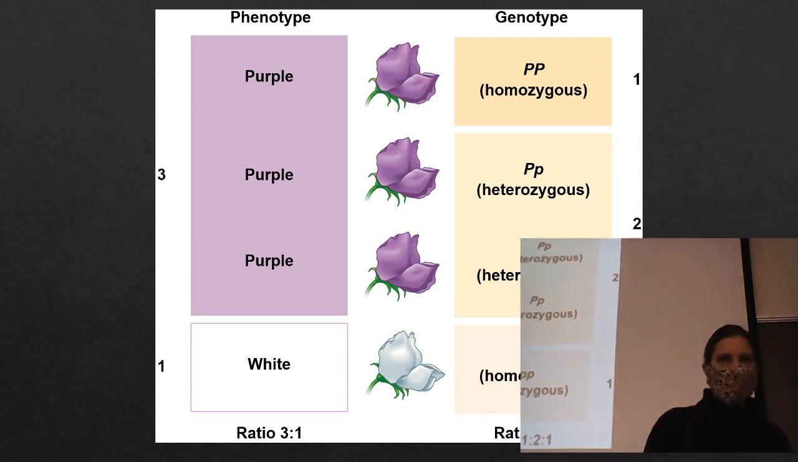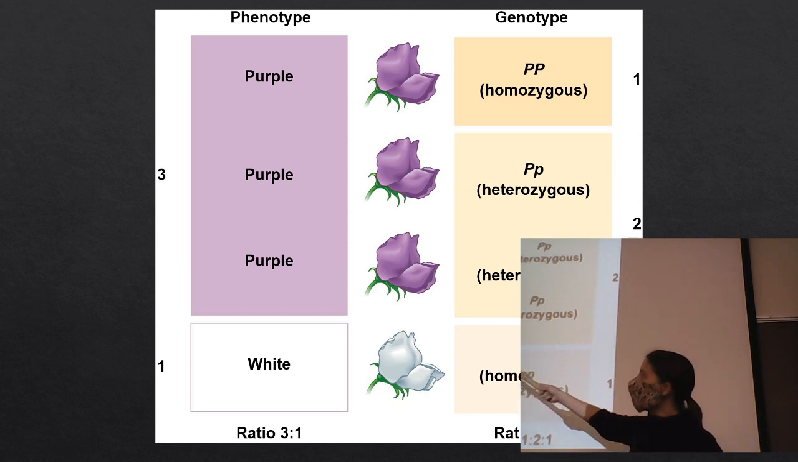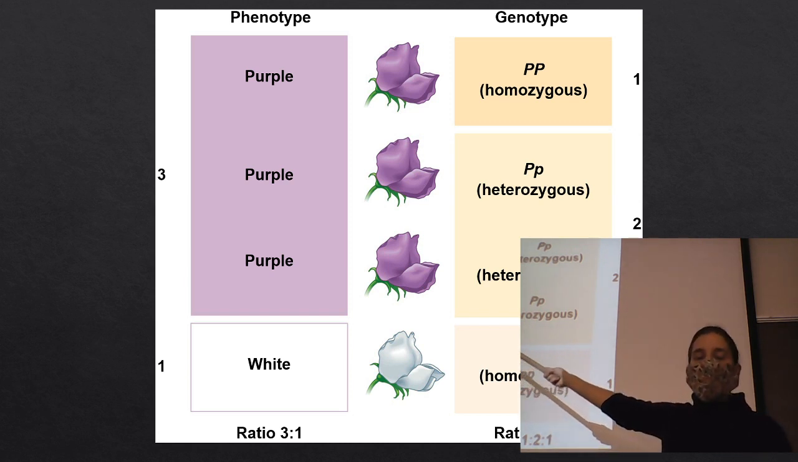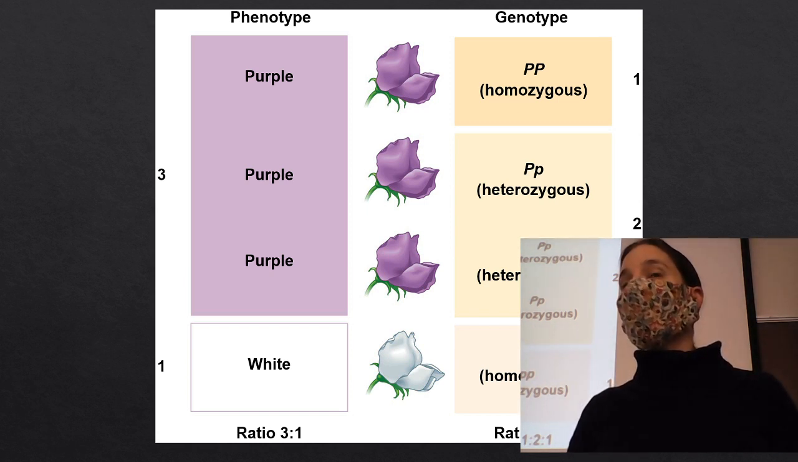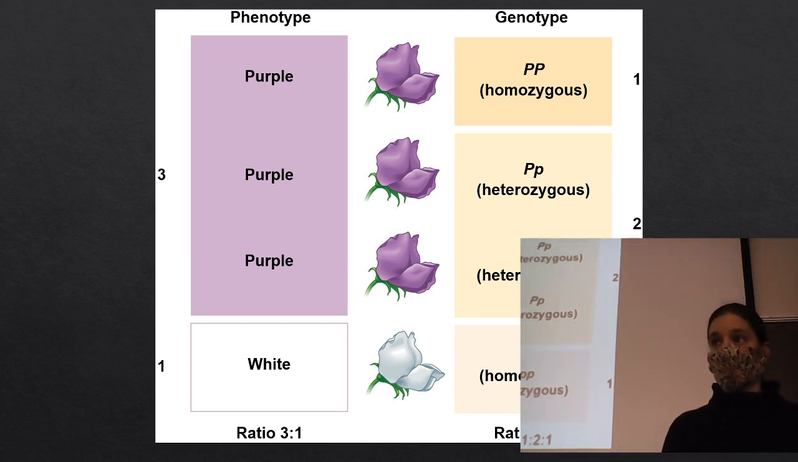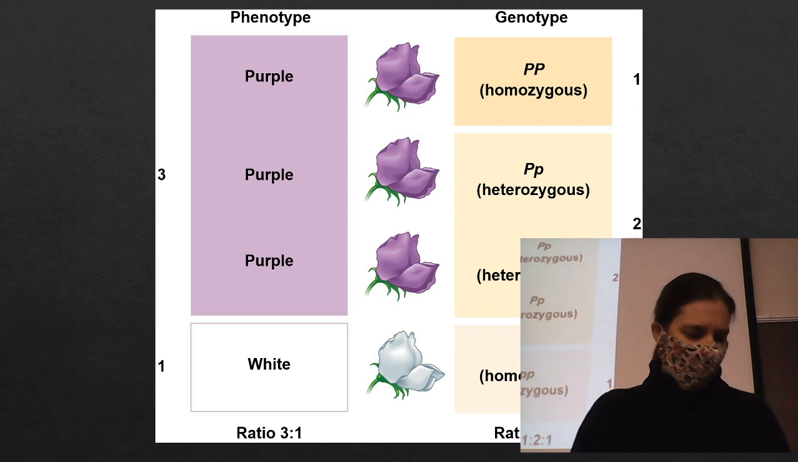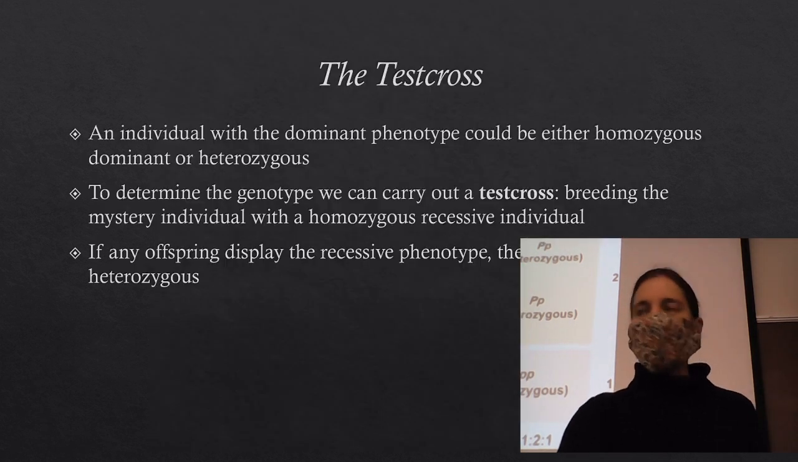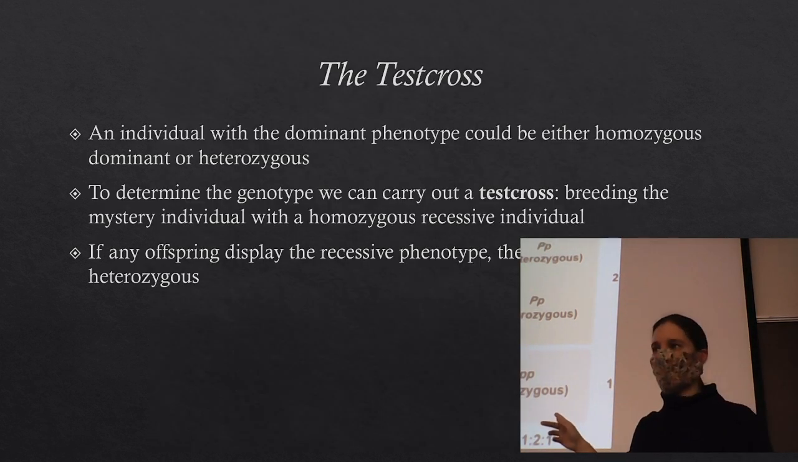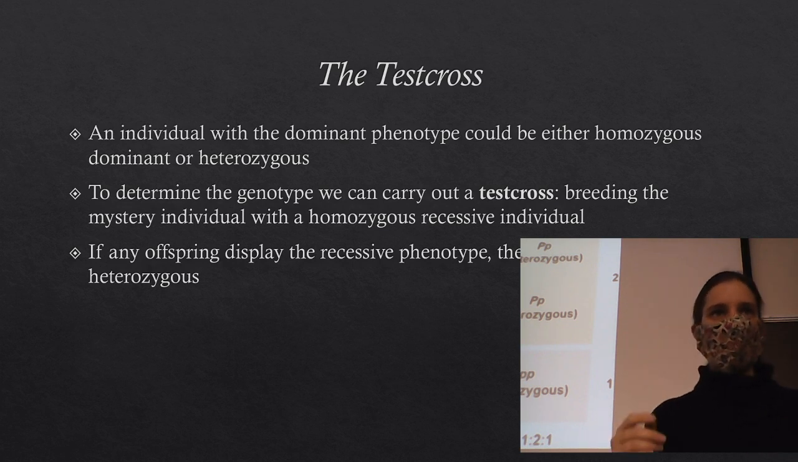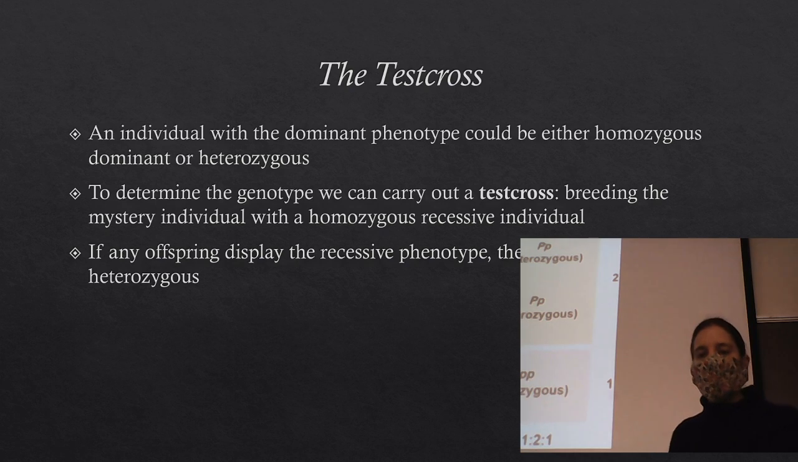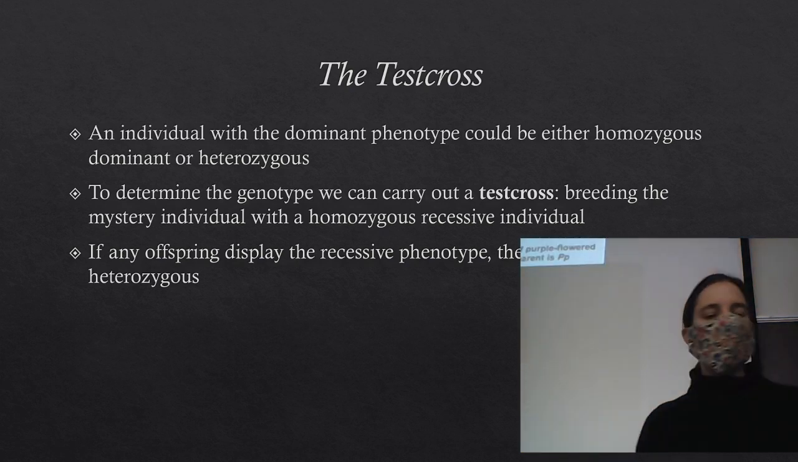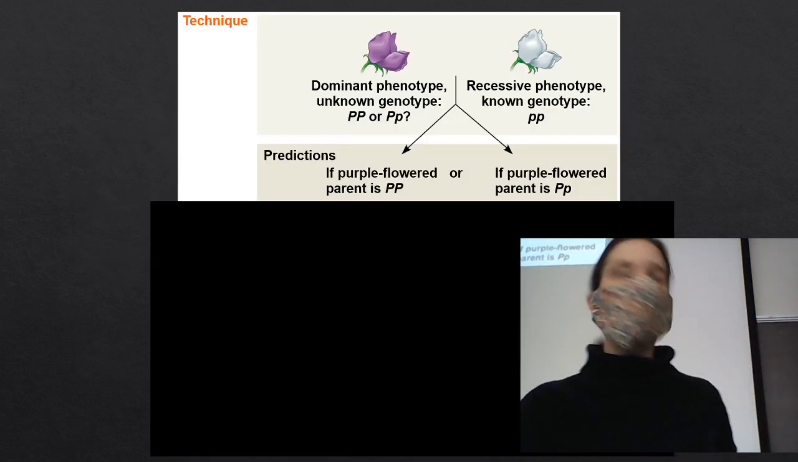However, and this leads us into the next concept, if you know the phenotype up here is purple, you don't actually know if that genotype is homozygous or heterozygous, right? Because you don't have enough information yet. But maybe you want to find out because you're this kind of dedicated biologist who's like, I want to know. So what you're going to do is something called a test cross.